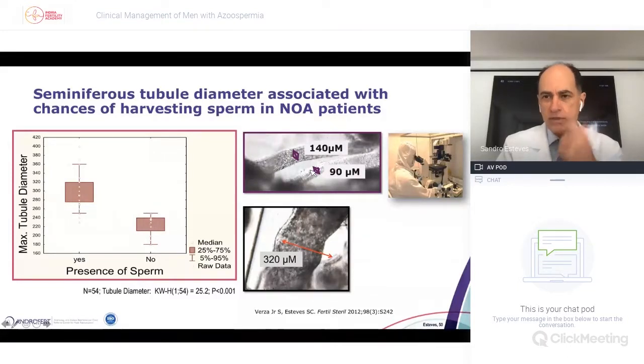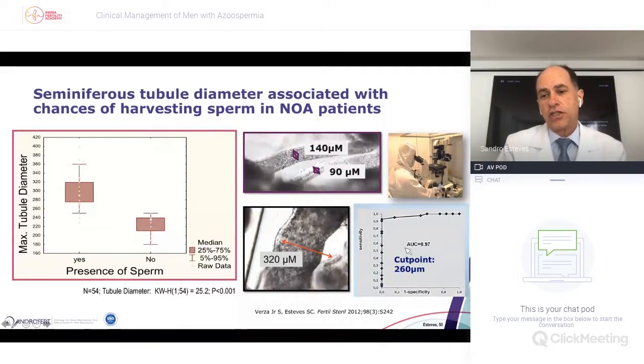In the left panel, you can see that after taking the specimens, we measure the diameter of the seminiferous tubules using the inverted microscope. And then you can actually look at the tubules. For instance, these are examples of very thin tubules. And this is an example of a very, let's say, enlarged tubule. And we did some studies that suggested that the cut point of 206 micrometers is a good cut point to discriminate patients with higher chance of having sperm. And below that point, the chance of having mature sperm will be decreased.